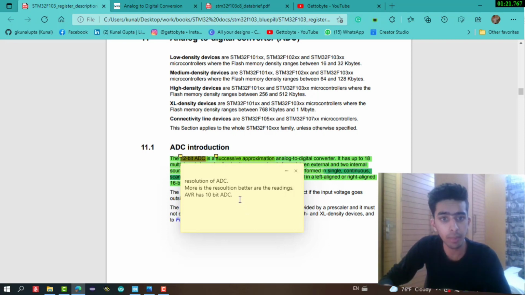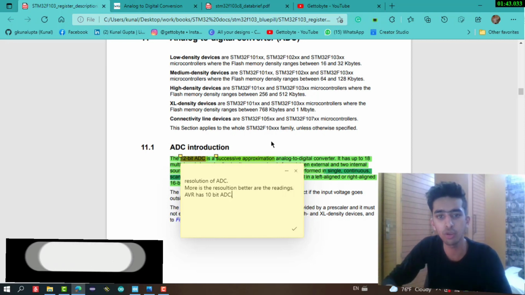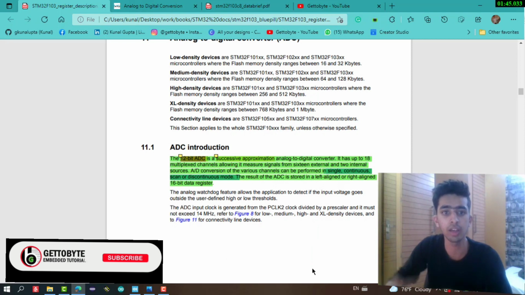The AVR and Arduino microcontrollers have a 10-bit ADC, that is 2 raised to power 10, which is 1024 values. From 0 to 1024 we can get the value. In STM32 microcontrollers we have a 12-bit ADC, that is 2 raised to power 12, that is 4096, so 0 to 4096 decimal values we can get for our analog values.